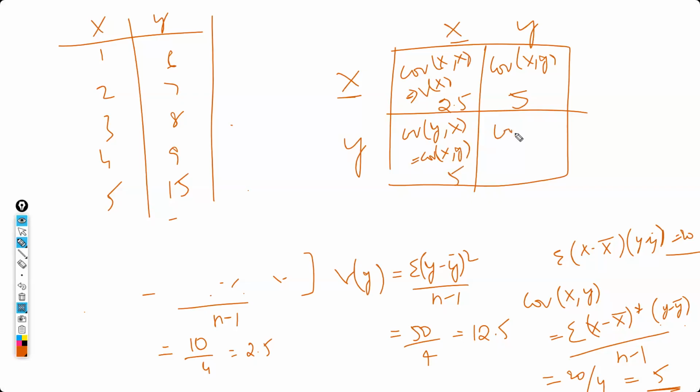And this is covariance of y comma y. What is covariance of y comma y? Multiplying y minus y bar into again y minus y bar, which is nothing but variance of y, which is 12.5. So for this example, the diagonal values are the variance values, and the upper triangle and lower triangle of the matrix will be the same.